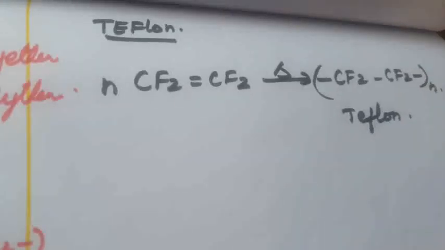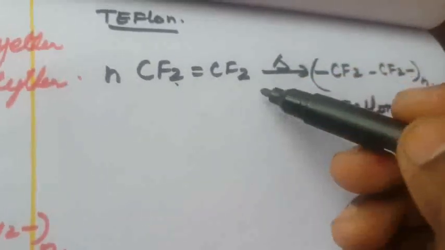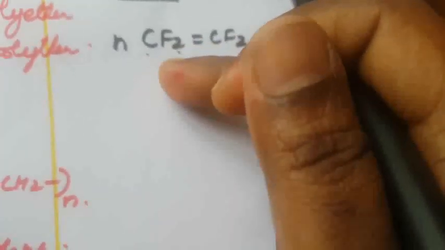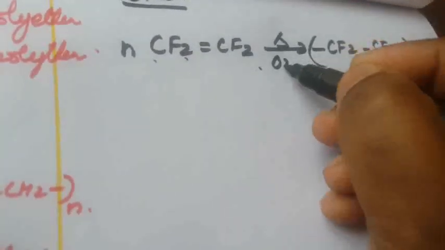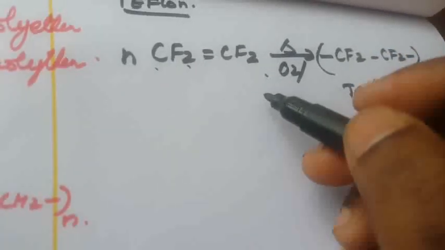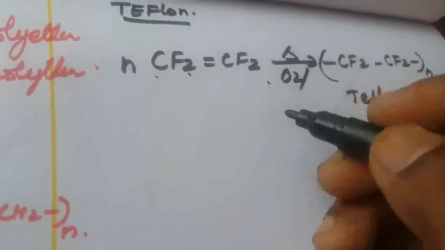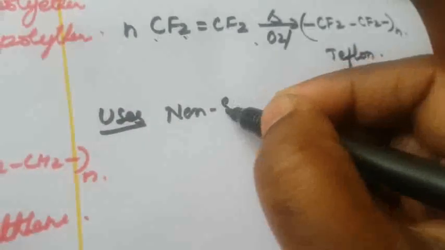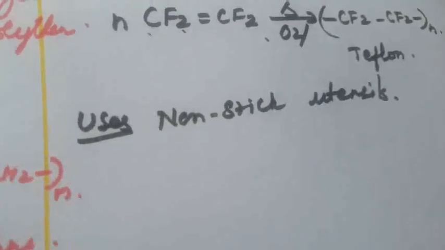What is meant by Teflon? The monomer is tetrafluoroethylene. Tetrafluoro means a 4 fluorine compound. If we remove F2 and put H2, that is ethylene. So the tetrafluoroethylene monomer is heated with oxygen or ammonium persulfate under high pressure, and Teflon is formed. Mainly it is used as a coating of articles and for preparing non-stick utensils. It is also used as an insulator.